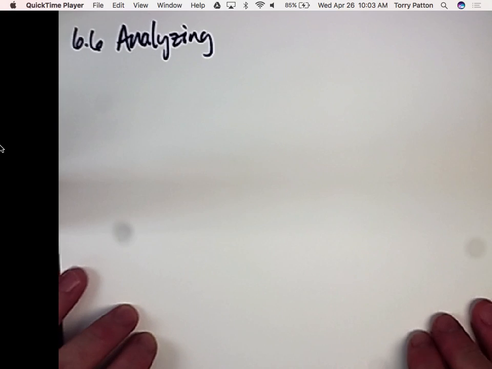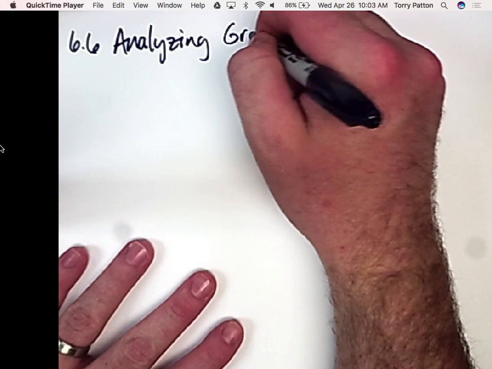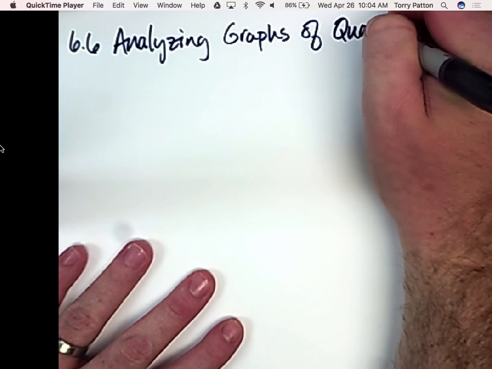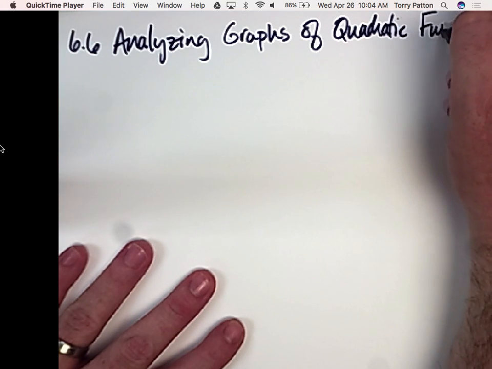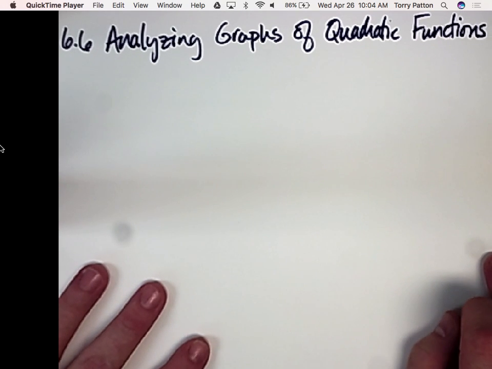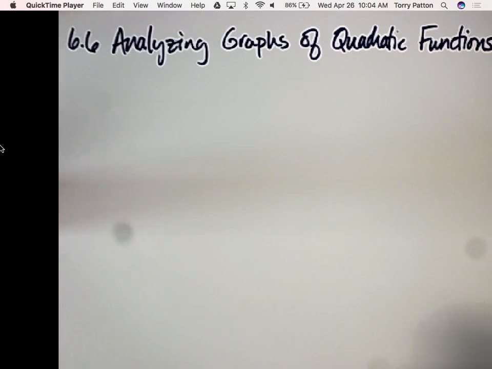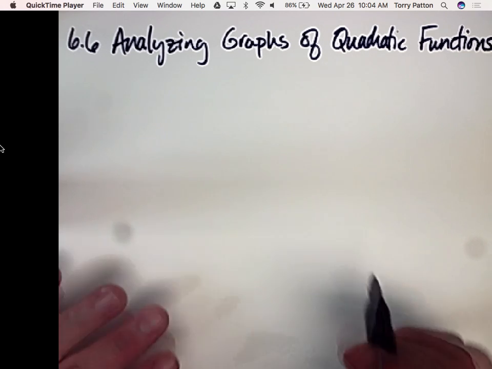Okay, so we're doing section 6.6, analyzing graphs of quadratic functions. When you graph a quadratic function, what does the graph look like? Parabola, always. Now, there's two forms that you can be given a parabola in.